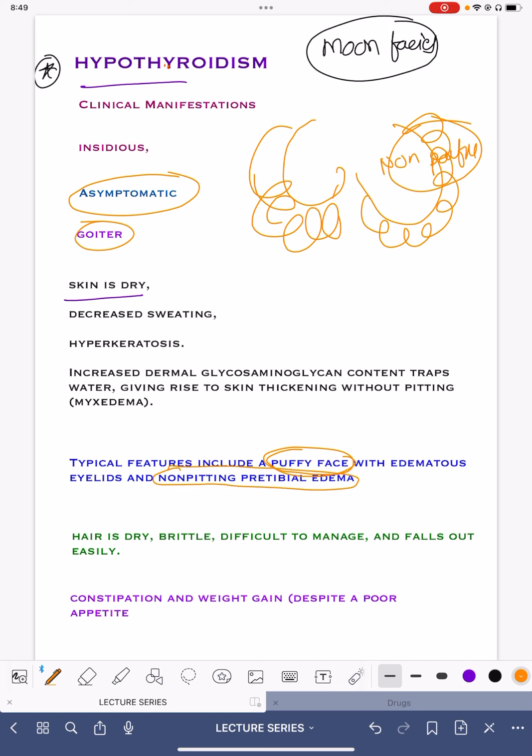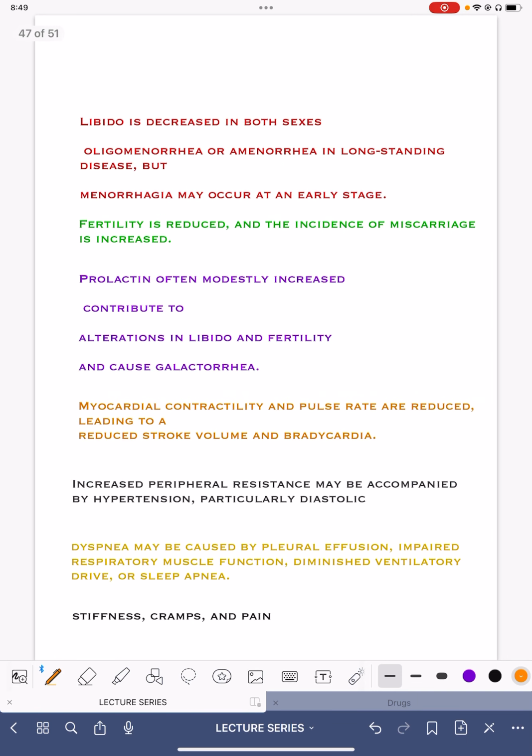Non-pitting pre-tibial edema is very important. Dry hairs, easily broken hairs, which is extremely important. The constipation, weight gain, it is very common, and this weight gain, in spite of poor appetite, is very important. Now, the desire for sex is decreased in both the sexes. So there is reduction in the sexual pleasure, or there is reduction in the sexual activities.